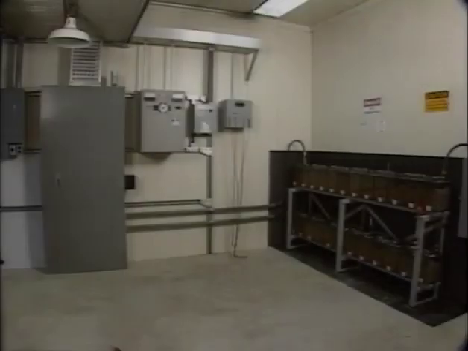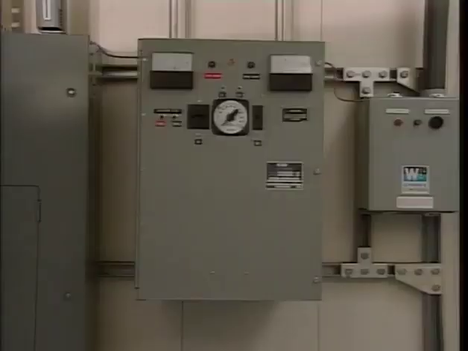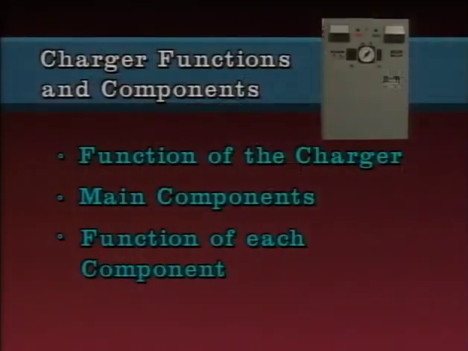DC control system is a critical emergency power source for substation devices that protect and control transmission and distribution systems. The battery charger is a key part of the DC control system. This first part of the program will look at the functions and components of a typical substation battery charger. The key points that will be covered include the functions of a substation battery charger, the main components of a charger, and the function of each of these components.